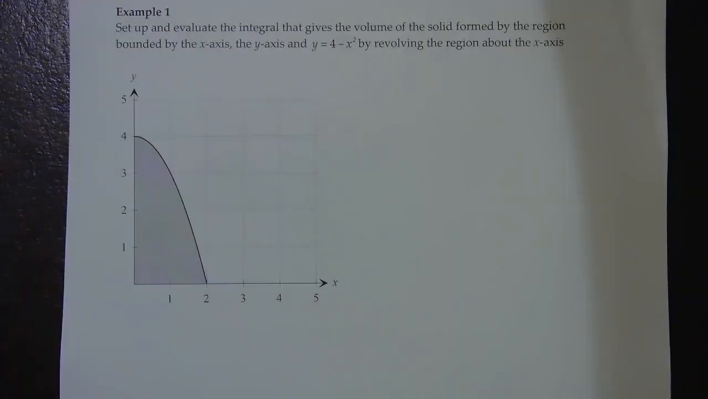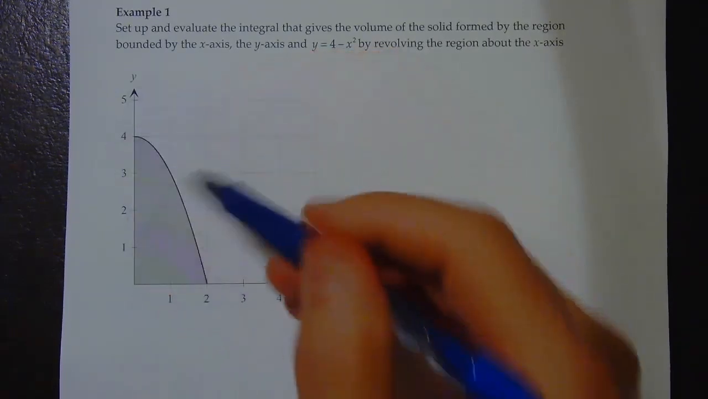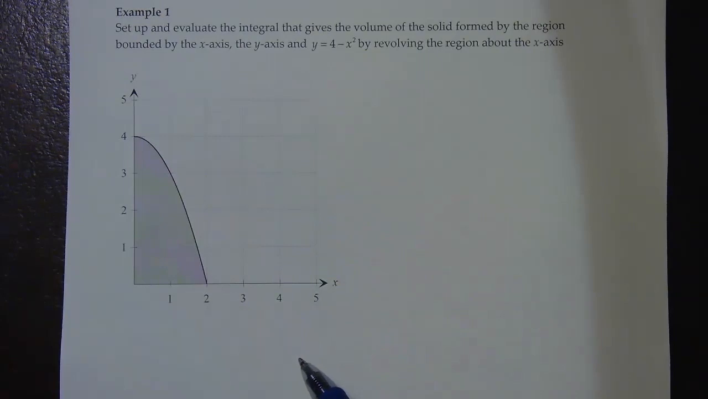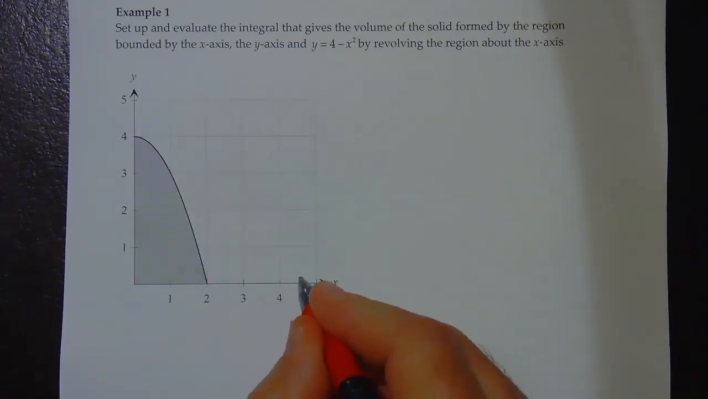Okay, so for example 1, we want to set up and evaluate the integral that gives the volume of the solid formed by the region bounded by the x-axis, the y-axis right here, and the graph for y equals 4 minus x squared by revolving the region about the x-axis. So this is the line we're rotating around, right?